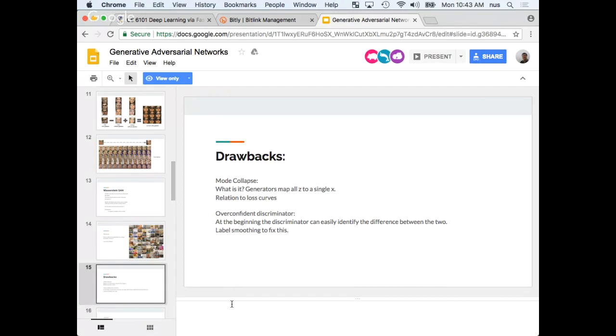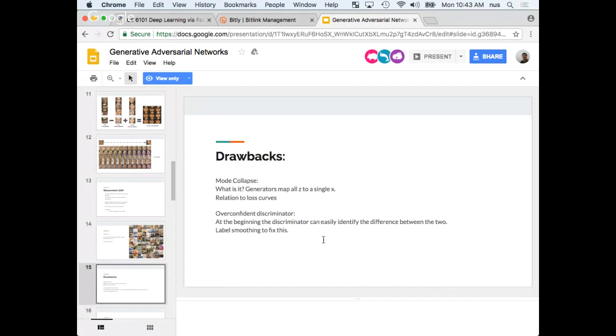And what the generator then learns is to switch to another digit. So it will learn to start creating 4s, for example, and it will get really good at that until the discriminator starts labeling all 4s as false. And so you have this weird situation where the generator just keeps moving to the next one and the next one, and the discriminator just keeps labeling them false. So this is essentially what mode collapse refers to.